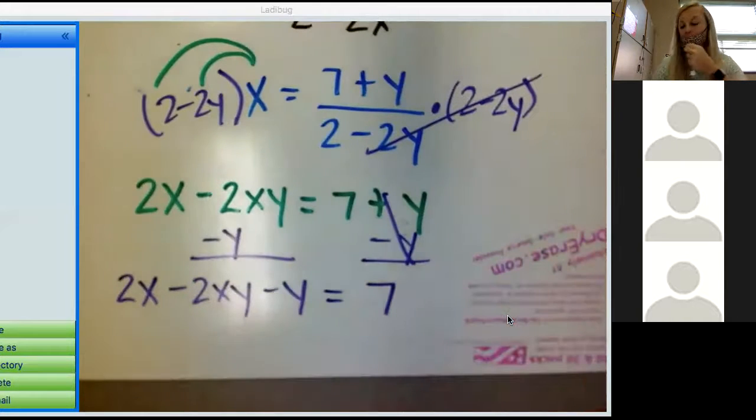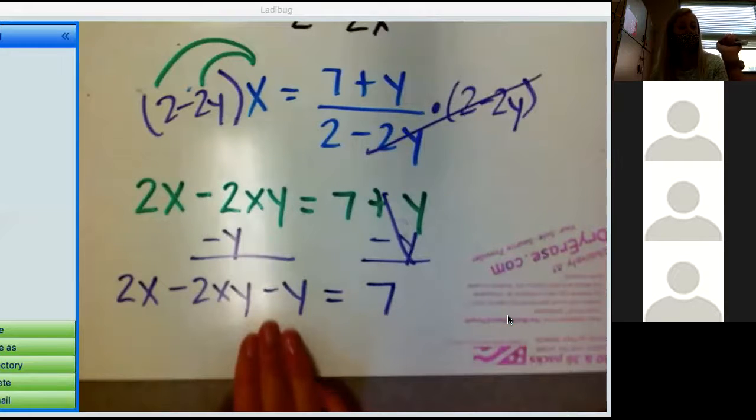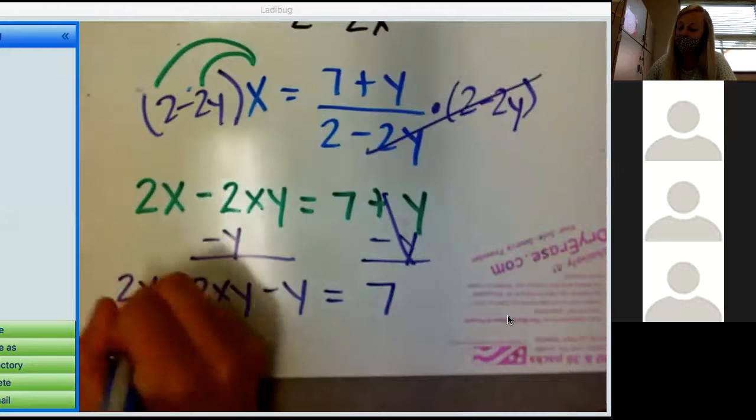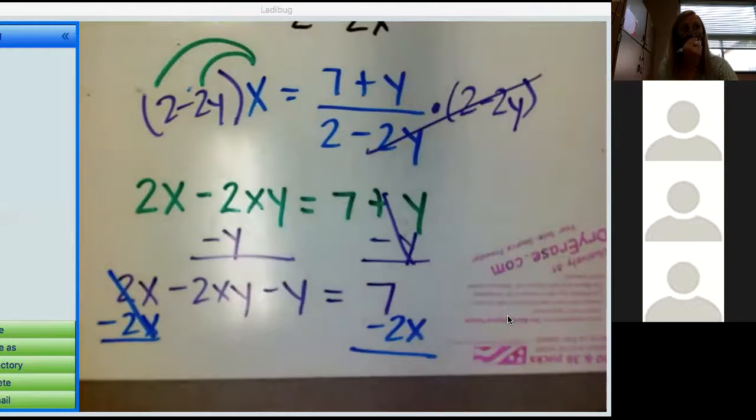Pause the video. Contact me if you need help. Which of these three terms does not have a y? 2x. So we don't need the 2x. I'm going to move that to the other side. Are y'all okay there? Okay.